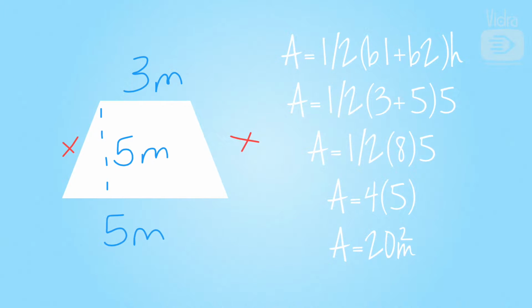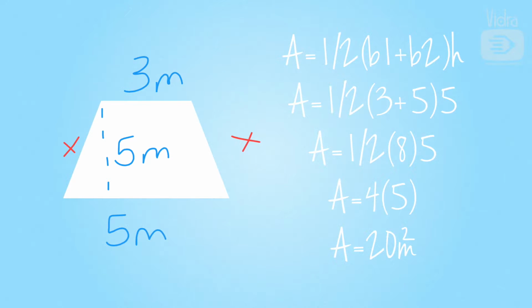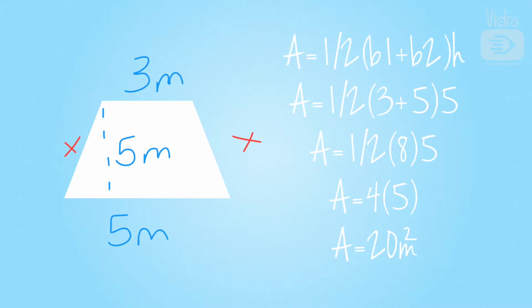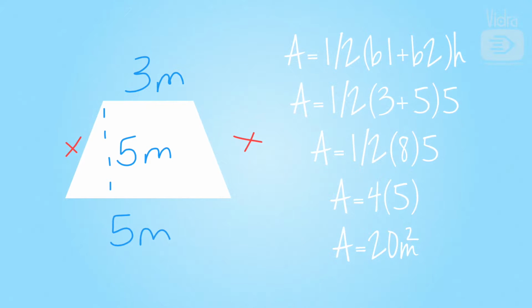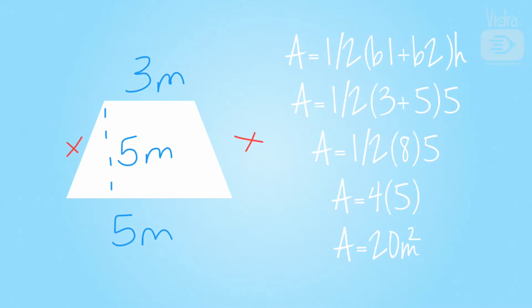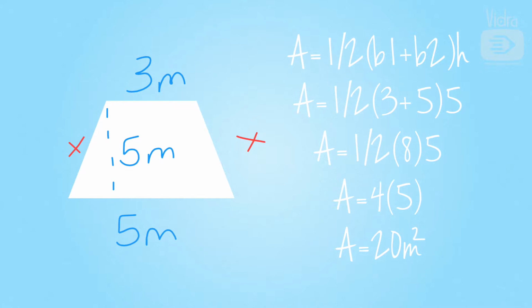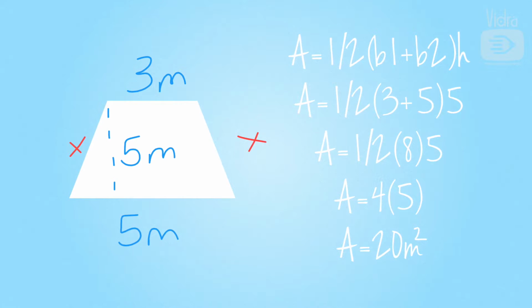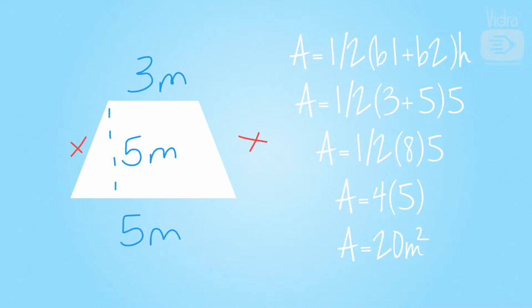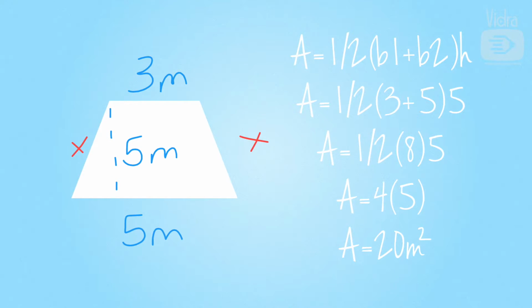Our next shape is a trapezoid. Trapezoids can be a little bit more tricky because the formula is a little longer. However, once you plug the numbers in, it's not too bad. We start off with area equals 1/2 base 1 plus base 2 times height. So what we're really doing is we're finding the average of the bases.